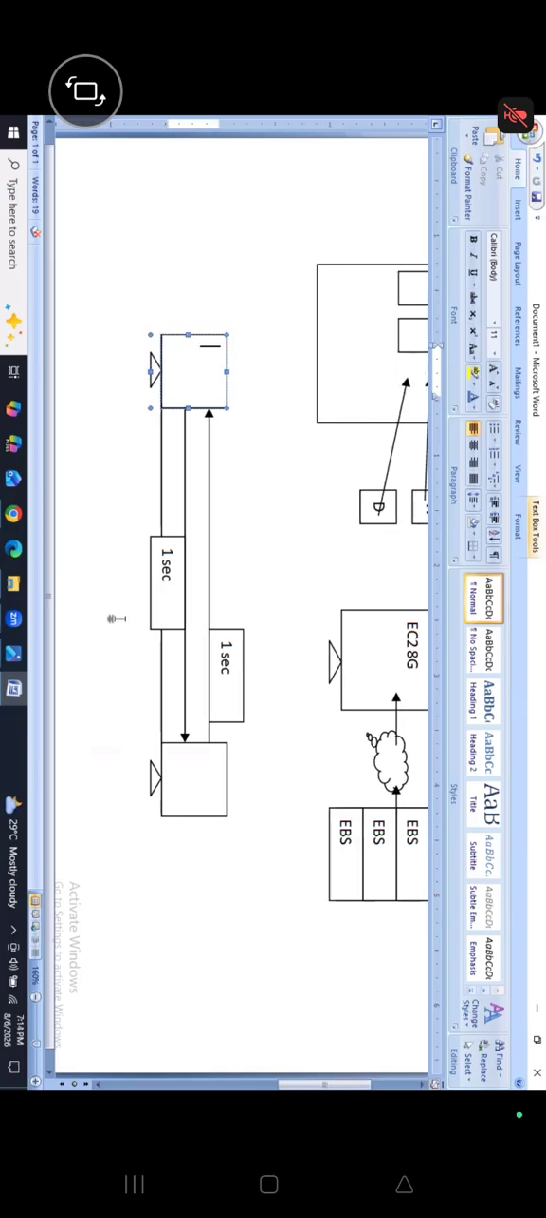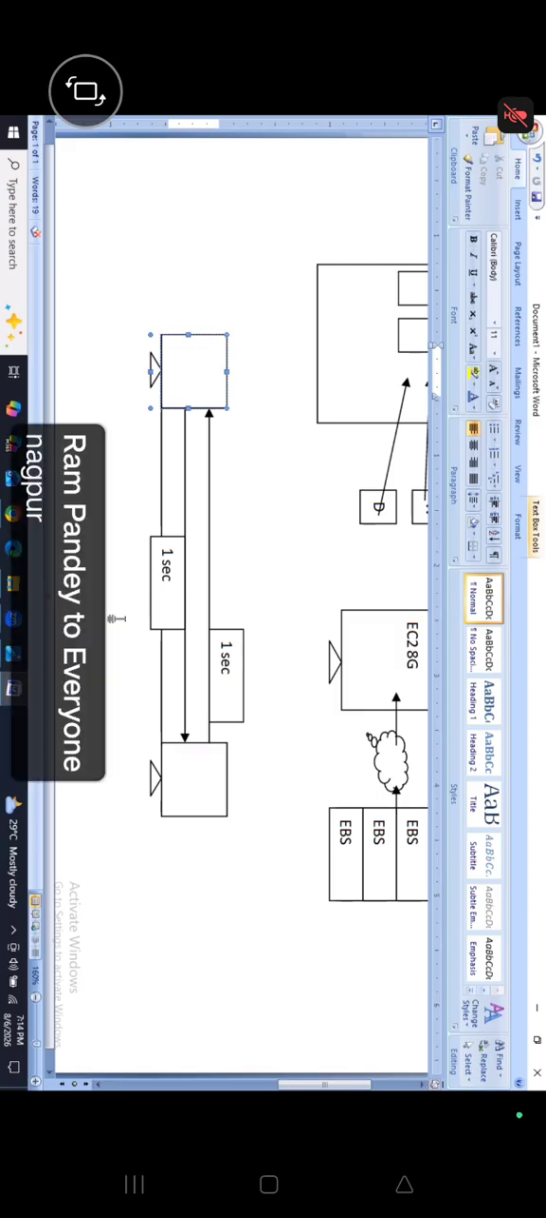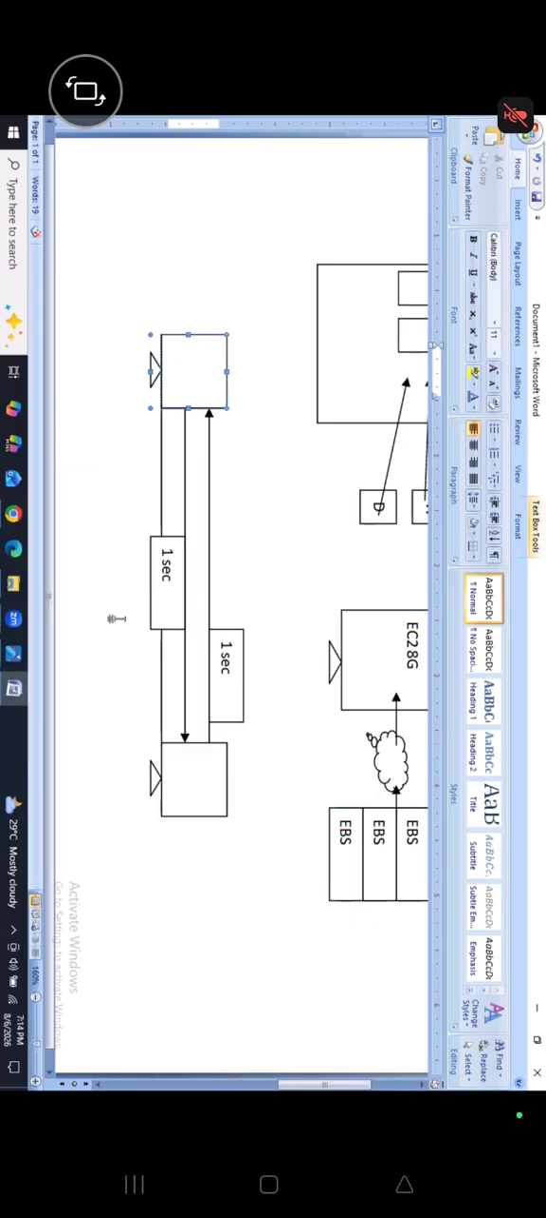Simple. Ram Pandey, you are from? Yes, guys, Nagpur. Very good. Super. Okay. Nagpur oranges are very famous, right? Ram Pandey? Nagpur oranges are very famous, huh? Right. Okay. You are from Nagpur, right?